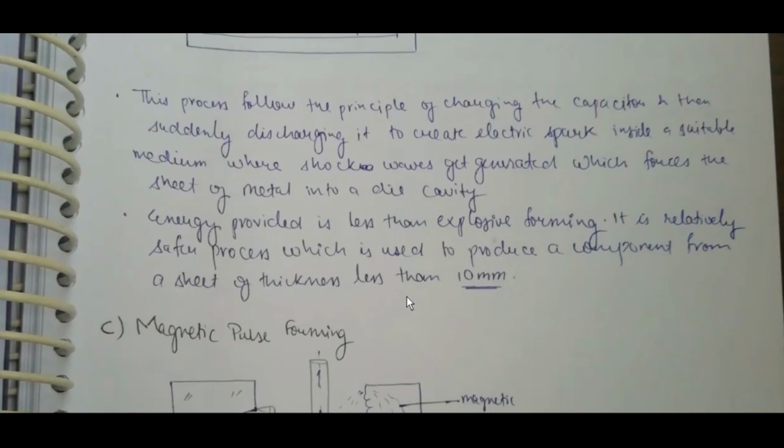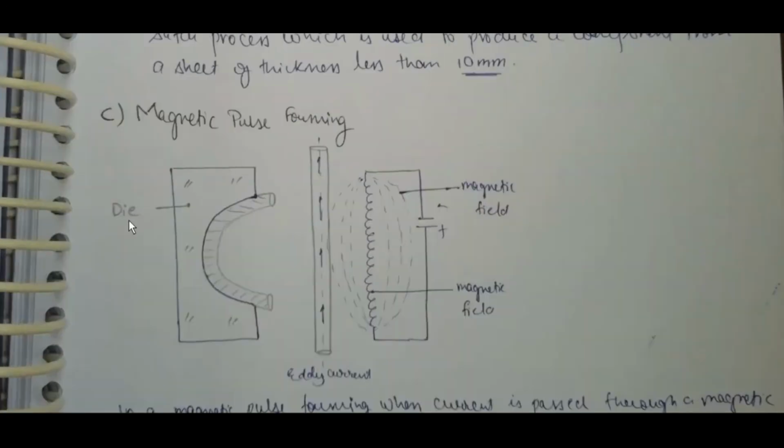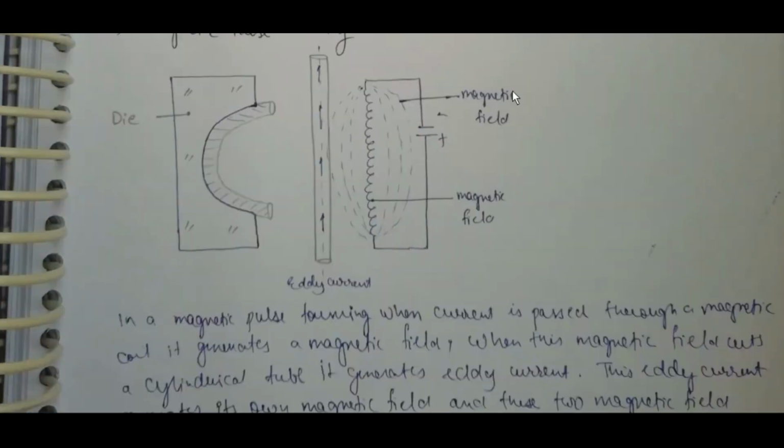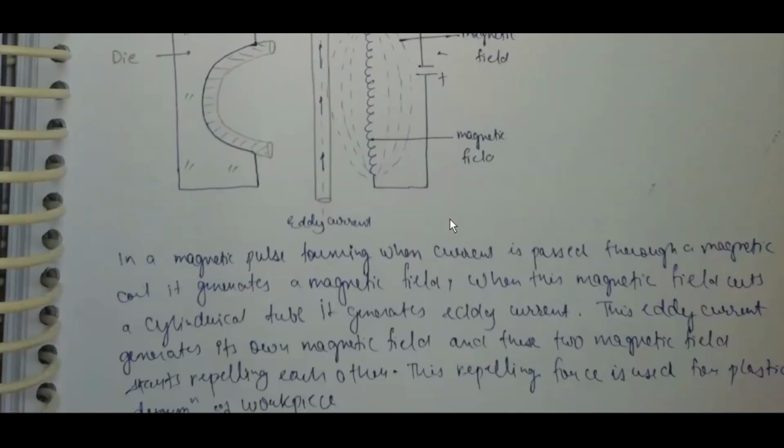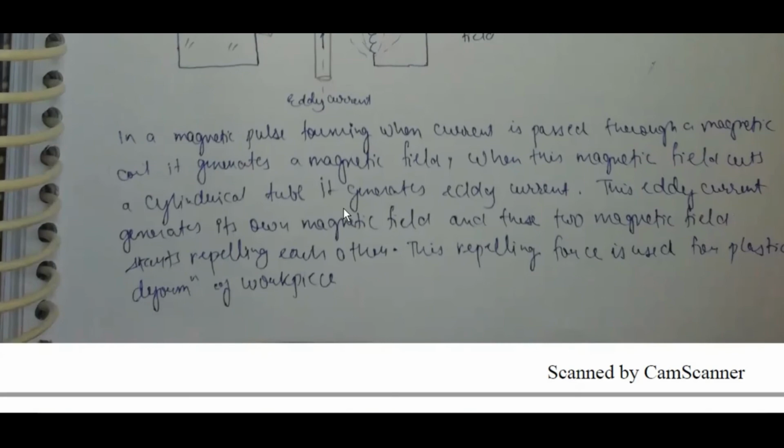Magnetic pulse forming, die, eddy current, magnetic field. In magnetic pulse forming, when current is passed through a magnetic coil, it generates a magnetic field. When this magnetic field cuts a cylindrical tube, it generates eddy current. This eddy current generates its own magnetic field, and these two magnetic fields start repelling each other. This repelling force is used for plastic deformation of the workpiece.